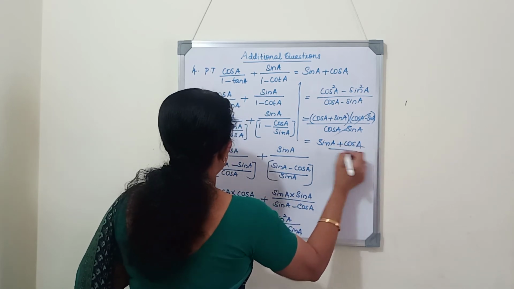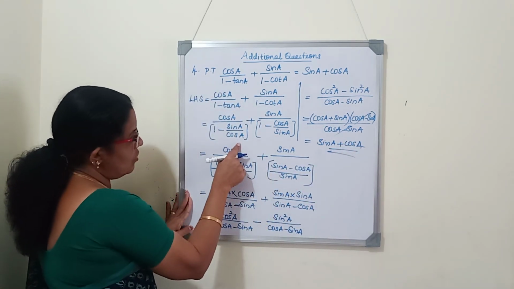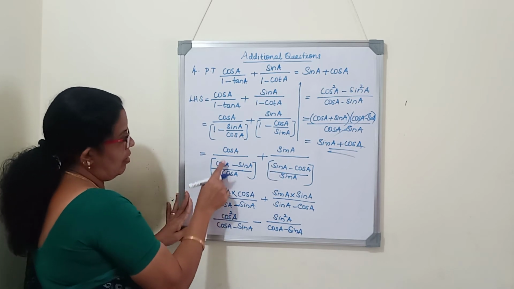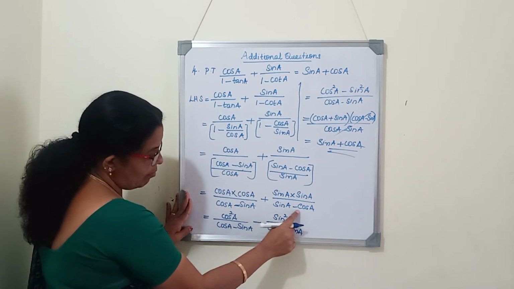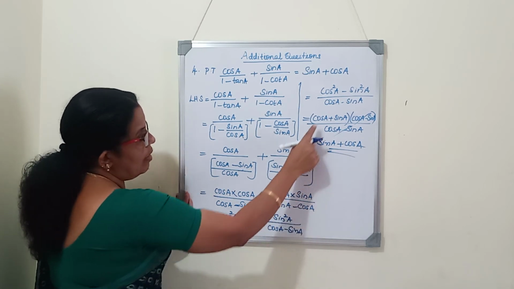So here tan and cot we will change. Take the LCM. Take the reciprocal. Change the sign here by adjusting cos A minus sin A and simplify.